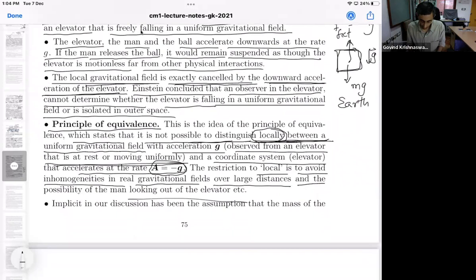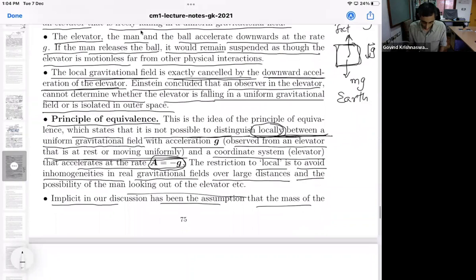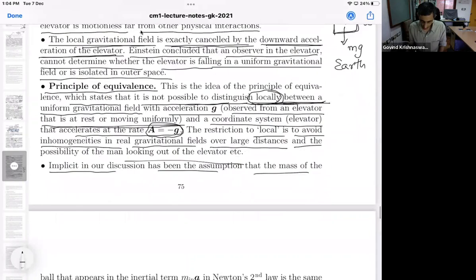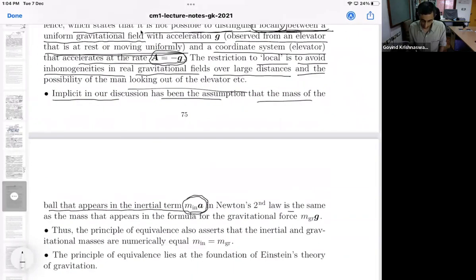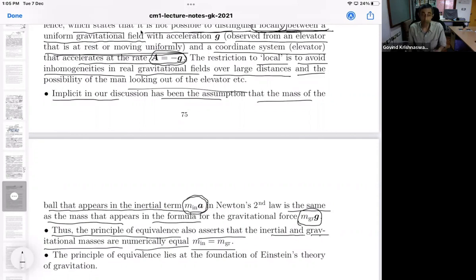But as I said, implicit in our discussion has been the assumption that the mass of the ball that appears in the inertial term ma in Newton's second law is the same as the mass that appears in the formula for the gravitational force, m_gr times g. So making this analogy, we assume the two are the same. So part of the principle of equivalence is also the assertion that the inertial and gravitational masses of the ball, or of any body, are numerically equal, m_in equal to m_gr. Okay, so this is the principle of equivalence.